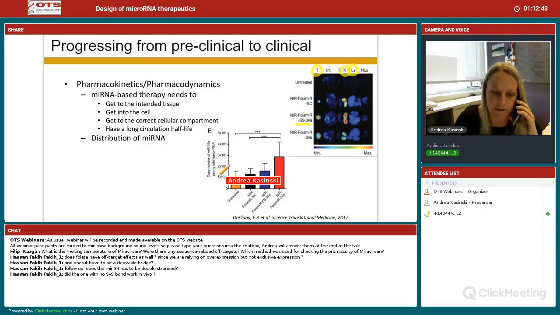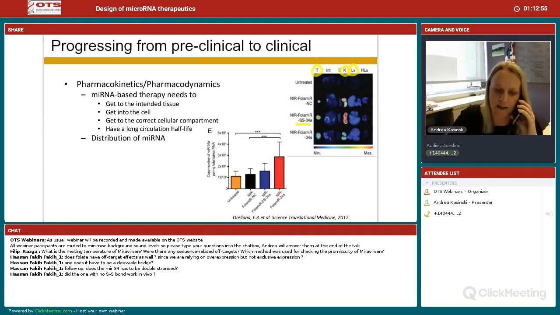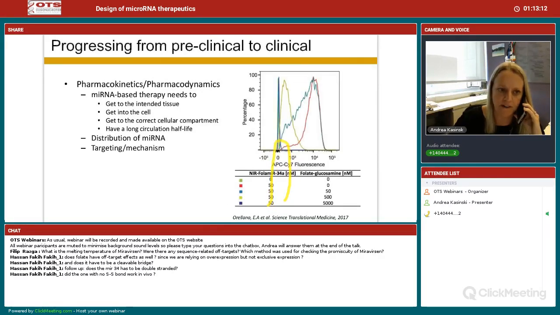Another way to look at distribution was to actually harvest the tumors and do QRT-PCR on those. And when we did that, we only saw miR34 expression increased when we had the unconjugated molecule, the molecule without the disulfide. And so that gave us some evidence that this disulfide version of the miR34 was never actually making its way to the tumor tissue.